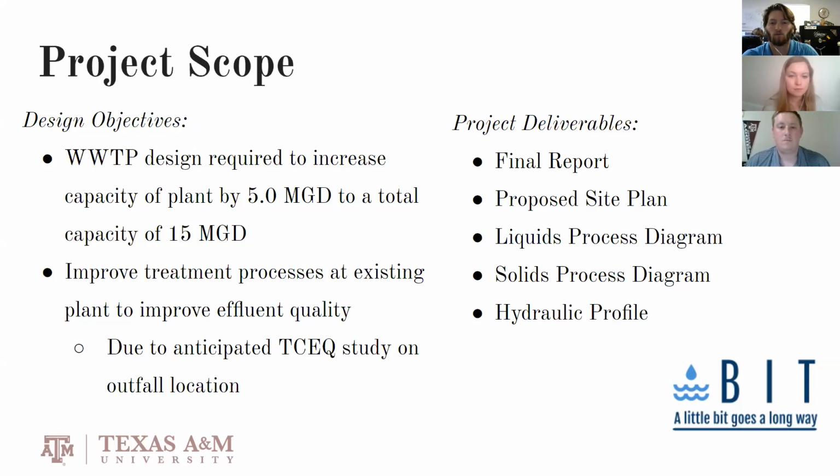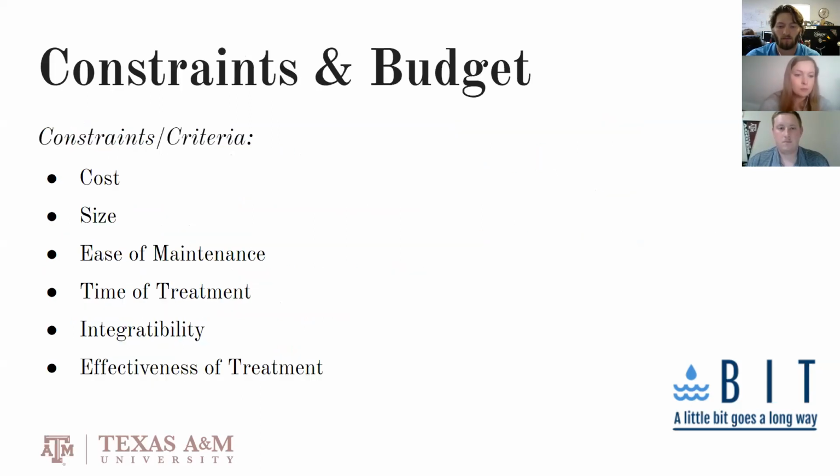For our project deliverables, we submit a final report that is sent to our project manager and our client, a proposed site plan, liquids process diagram, solids process diagram, and a hydraulic profile. Our constraints for the project are cost, size, ease of maintenance, time of treatment, integratability, and effectiveness of treatment. These constraints are what we base our design decision matrices on to make our final solution decision.